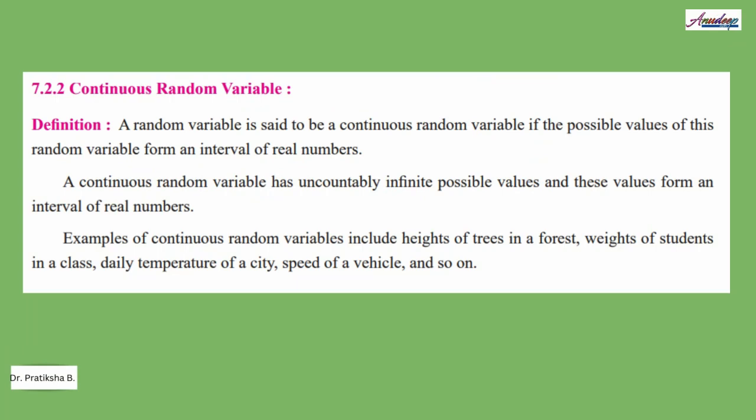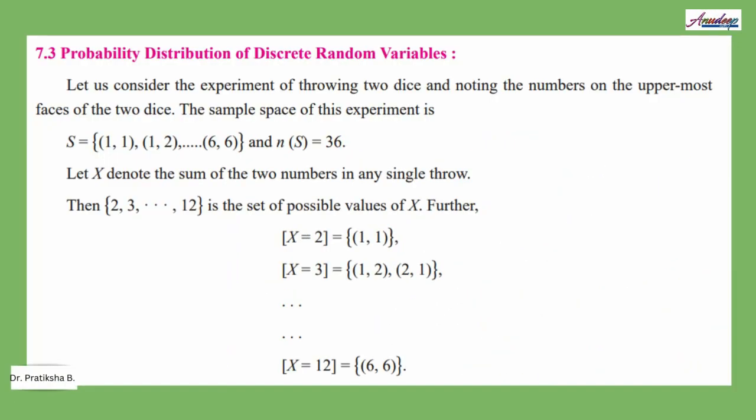Continuous random variable. A random variable is said to be a continuous random variable if the possible values of this random variable form an interval of real numbers. For example, continuous random variables include height of a tree or a forest, weight of a student, and daily temperature. These are all examples of continuous. And rolling a die, tossing a coin, these are examples of discrete random variable.